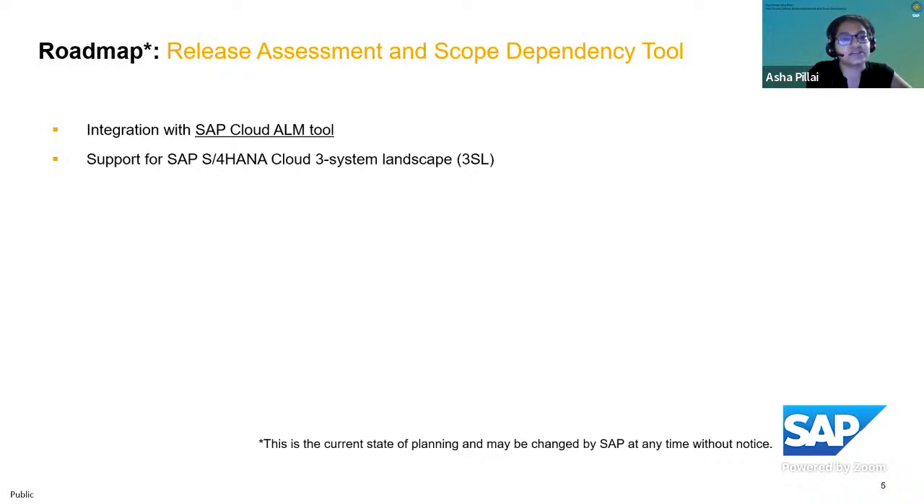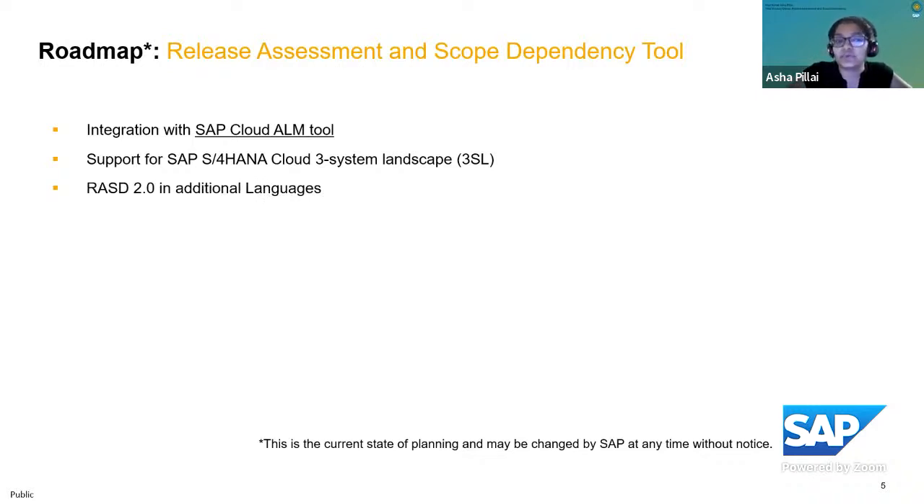Support for 3SL, 3 system landscape customers. So right now, as I told you, in RASD, we show the test or quality system and the production system usage data. Going forward, we will also show a development tenant for the 3 system landscape customers, so that they can also see the impact of update and upgrades on their development systems.